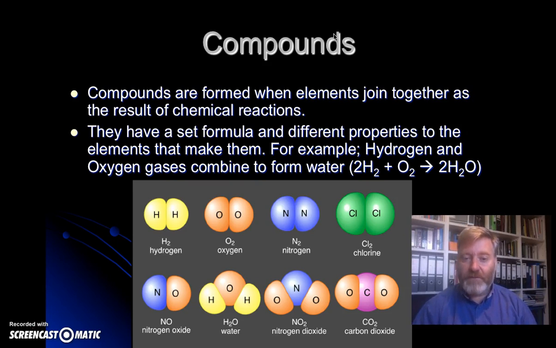A number of atoms joined together. There's a formula to it. So water is always 2 hydrogens to 1 oxygen. Nitrogen dioxide, 2 oxygens, 1 nitrogen. So there's always a formula to that compound. And that's quite important for when we start doing reactions and trying to describe what's happening.